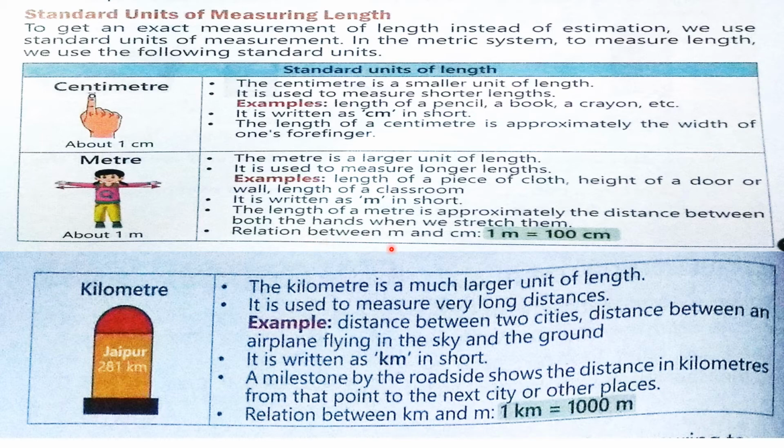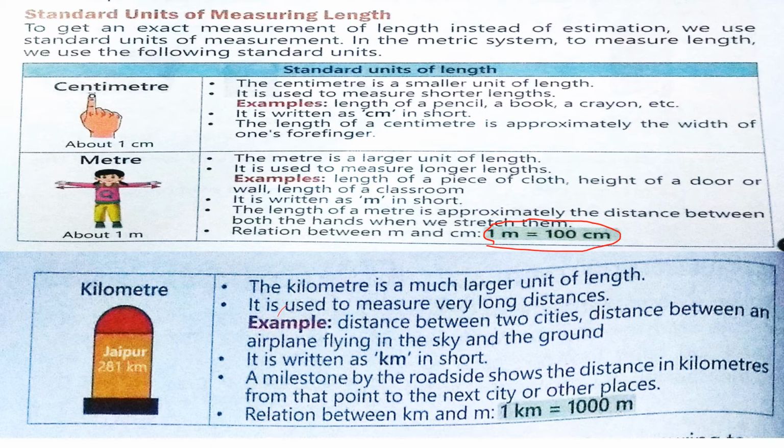Okay. The relationship between 1 meter and centimeter is: 1 meter is equal to 100 centimeter, and this is very important. You keep it in mind. Okay, 1 meter is equal to 100 centimeter. Keep it in mind, this relationship between centimeter and meter. Got it?